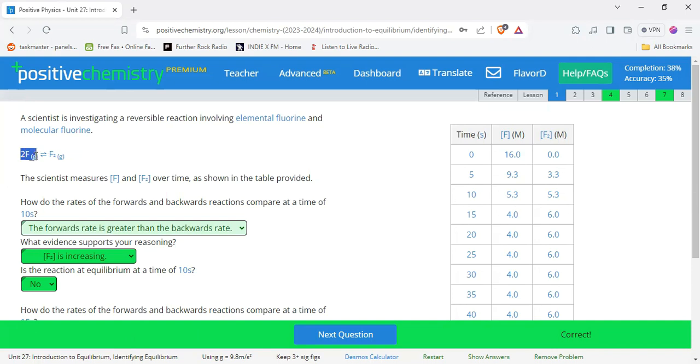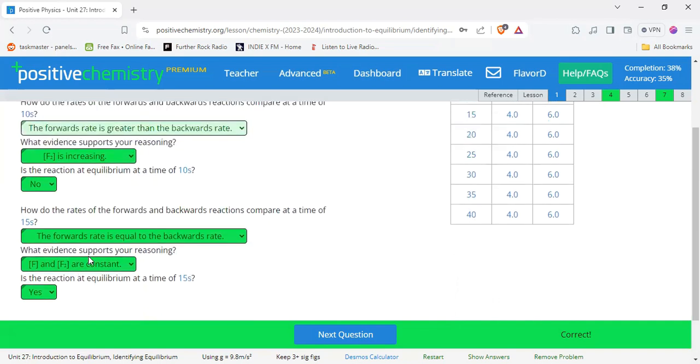And that means that the amount of this is going down, and the amount of this is going up, which means that for the first three steps and onto the fourth step, we're going more forward to the right than we are going to the left. So at 10 seconds, it's still changing from 10 to 15, and we're getting more product and less reactant. So the forward rate is greater than the backward rate. The F2 is increasing. We could have also said that this is decreasing, but that wasn't one of our options. And so is it at equilibrium? No.